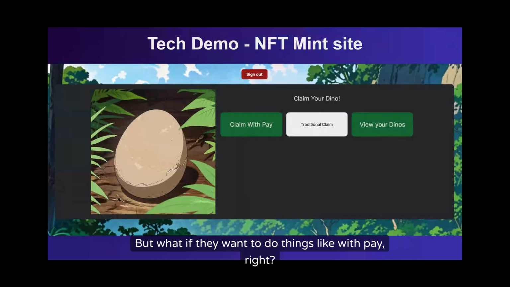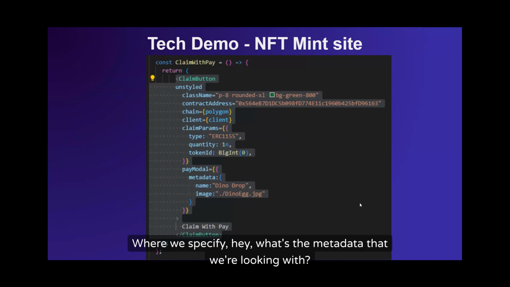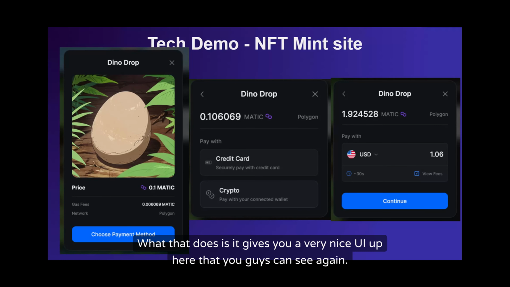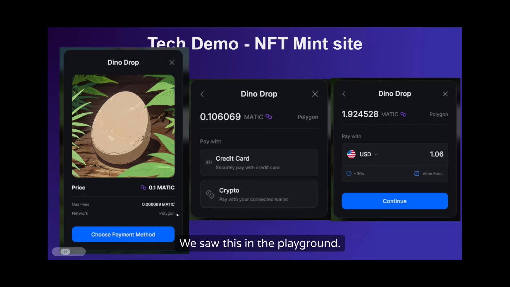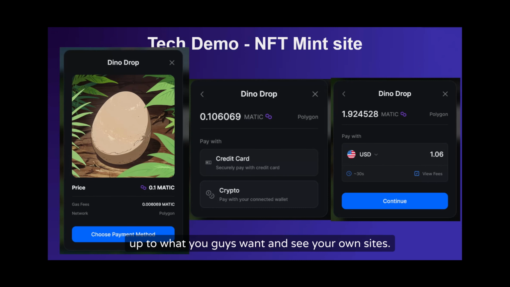But what if they want to do things like with Pay, right? So here, this is what that looks like. Very, very similar. The only difference is this section down here, where we specify what metadata we're working with. What that does is it gives you a very nice UI up here that you can see. Again, we saw this in the playground. This isn't anything new. This is actually showing that you can copy and paste the code from the playground, change it up to what you want, and see your own site.